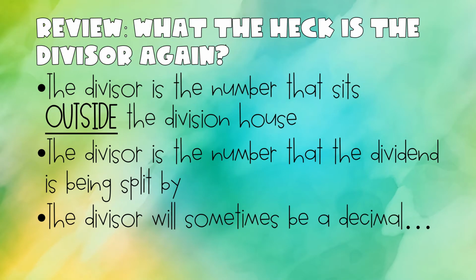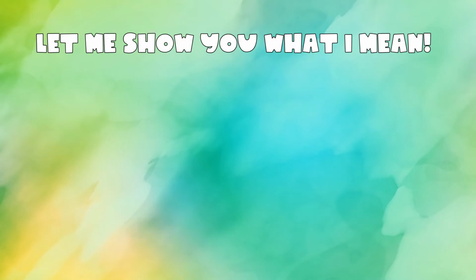So just as a review, what the heck is the divisor again? The divisor is the number that sits outside the division house. The divisor is the number that the dividend is being split by, and the divisor will sometimes be a decimal. So let's talk about what that means. Let me show you. So the divisor can sometimes be a decimal.